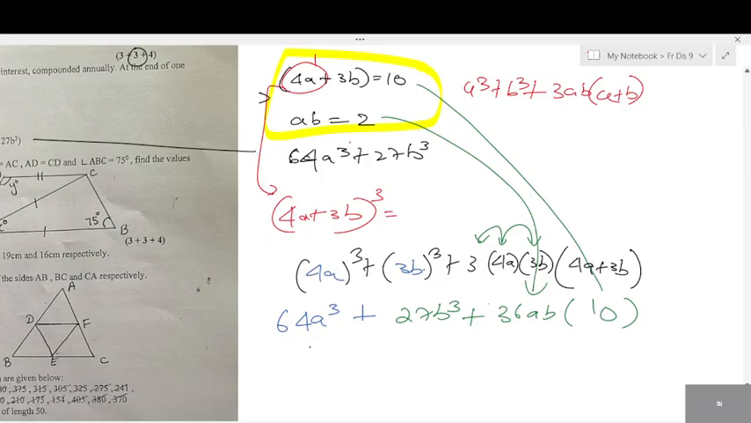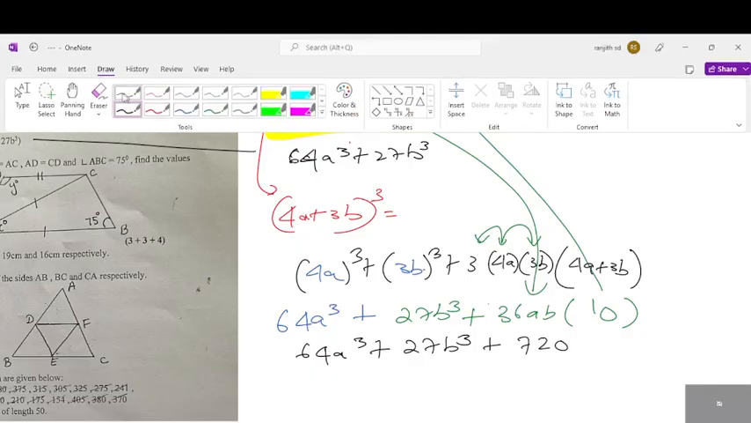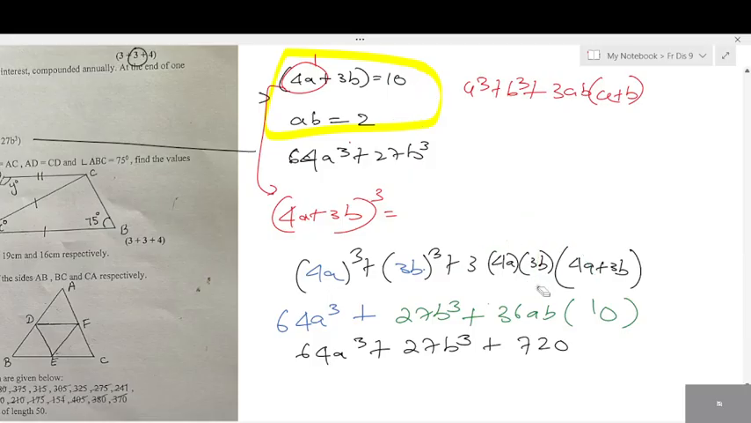Okay, what's the answer, students? 64a cube plus 27b cube. 36 into 2 is 72. Into 10 is 7. But we need only this. Which one?